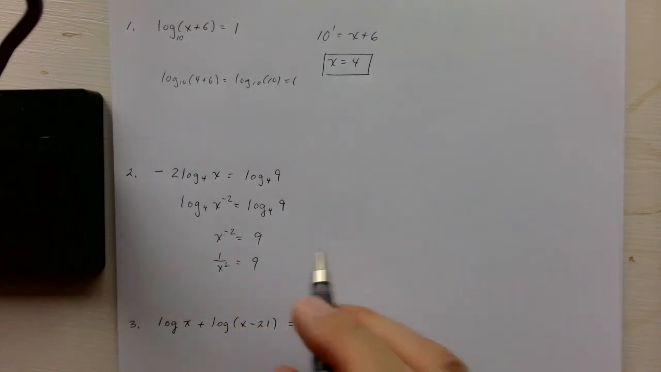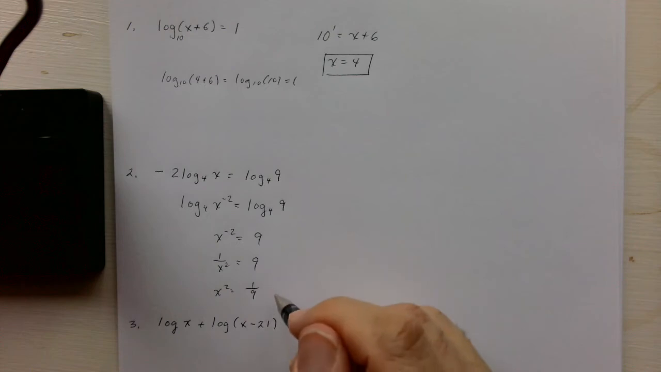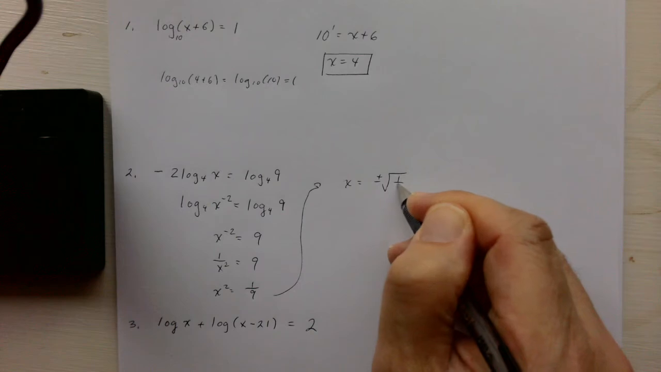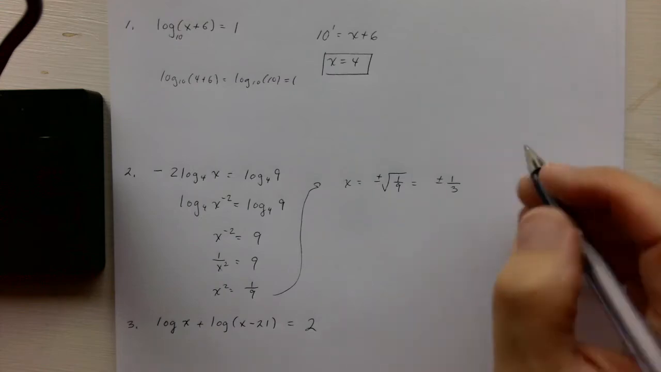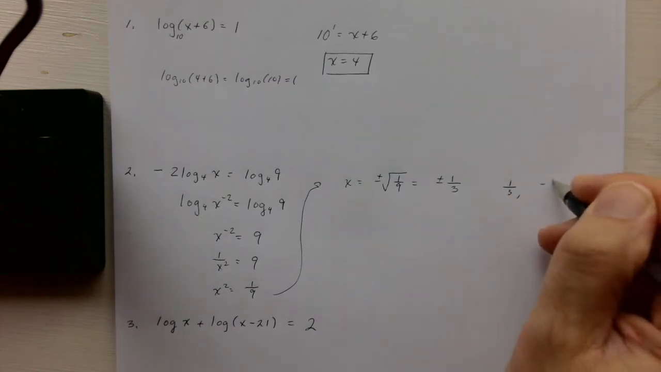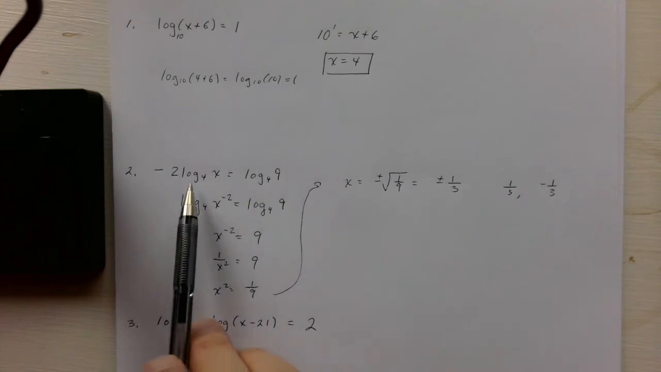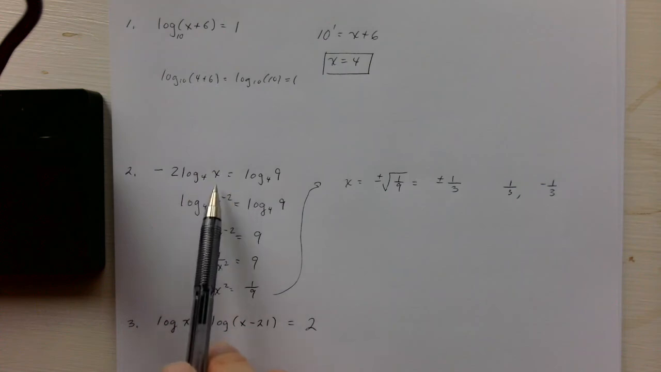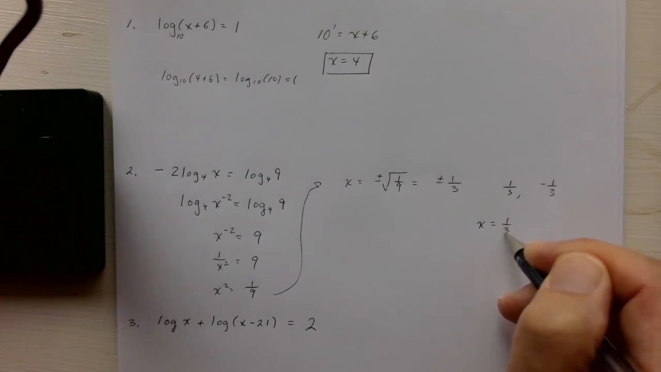So taking the reciprocal of both sides, we get x squared has to be 1/9. And this means that x equals plus or minus the square root of 1/9, which is plus or minus 1/3. So it looks like our possible solutions will be 1/3 and negative 1/3. But we can only include one of these, because if we try to plug negative 1/3 in here, we'll have the log base 4 of negative 1/3, and that's undefined. We can't take the log of a negative number. So the answer is going to be 1/3 only.